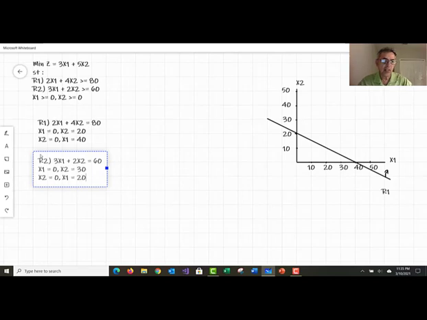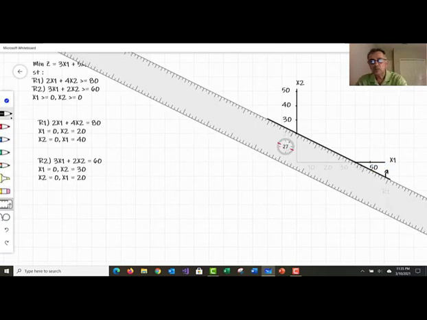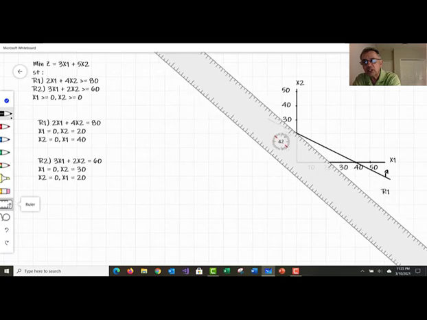And now I will draw this line. First, identify the 2 points. x1 equal to 0 is here, x2 equal to 30 is here. The second one is x2 equal to 0 and x1 equal to 20, which is here. And so I'll go ahead and draw that line. There is 30 and 20.